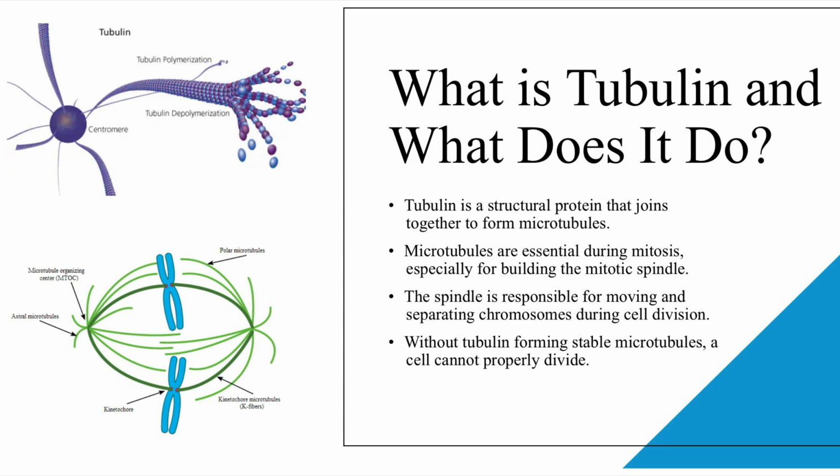When a cell prepares to divide, microtubules grow and reach out from the centrosomes to attach to each chromosome, aligning them in the center of the cell and then pulling them apart to opposite sides. Without the proper formation and function of these microtubules, the chromosomes cannot be distributed evenly, and the cell cannot divide properly. In this way, tubulin is essential to life and especially important to cells that divide frequently, like cancer cells.